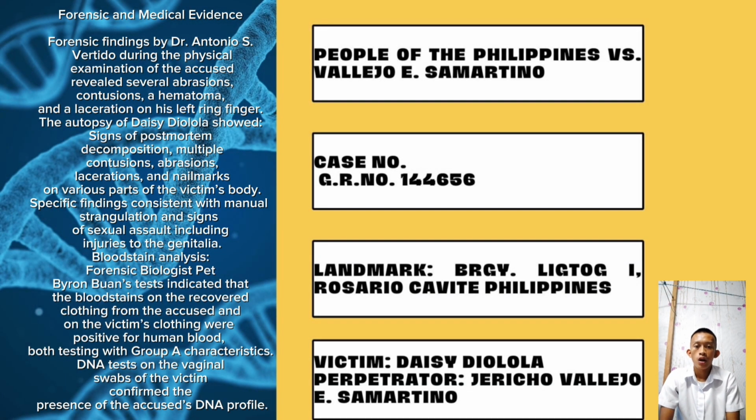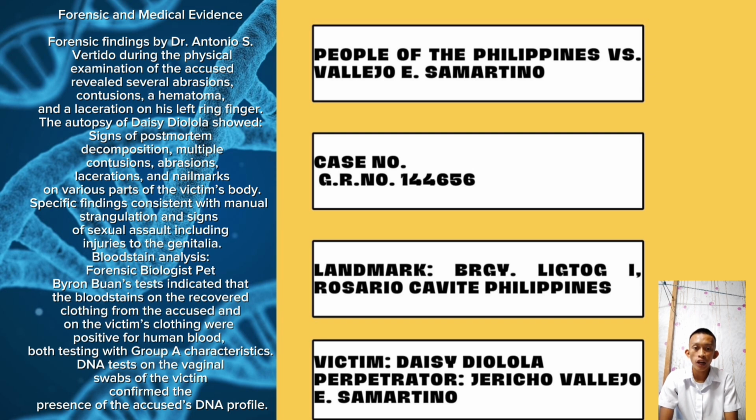Forensic and medical evidence. Forensic findings by Dr. Antonio S. Vertido during the physical examination of the accused revealed several abrasions, contusions, and hematoma, and a laceration on his left ring finger. The autopsy of Daisy Jolola showed signs of post-mortem decomposition, multiple contusions, abrasions, lacerations, and nail marks on various parts of the victim's body. Specific findings were consistent with manual strangulation and signs of sexual assault, including injuries to the genitalia.